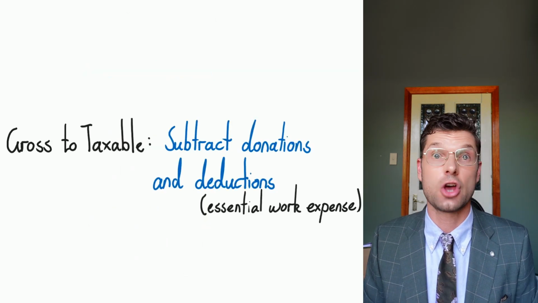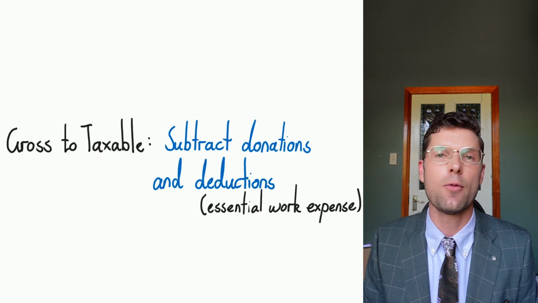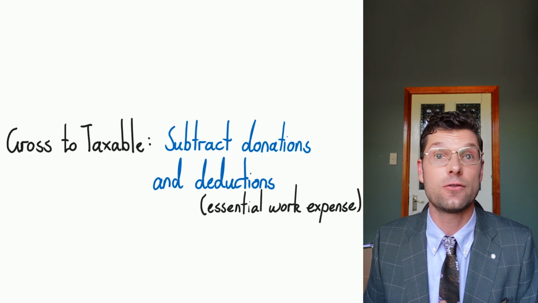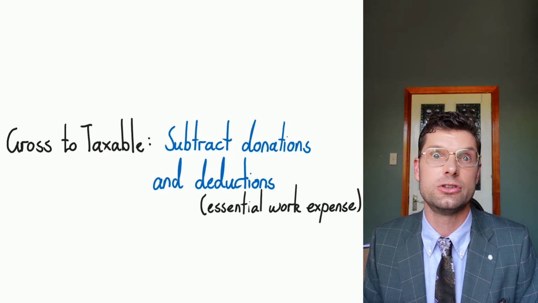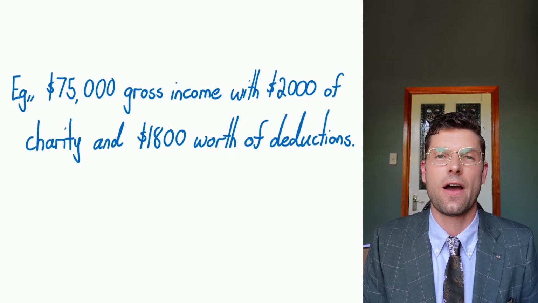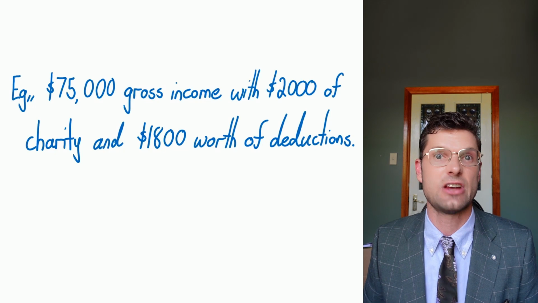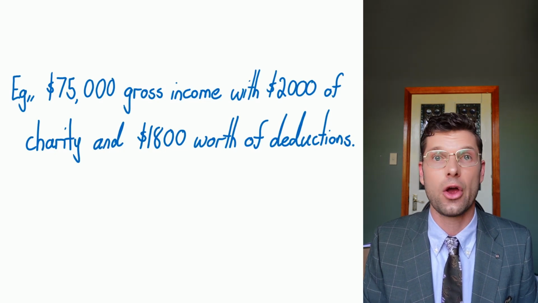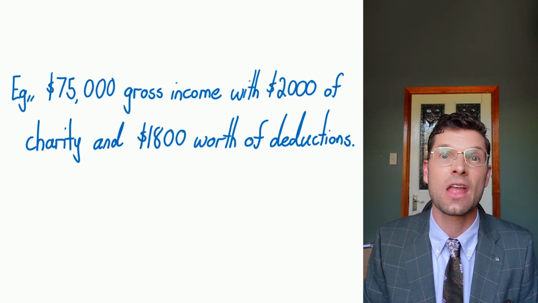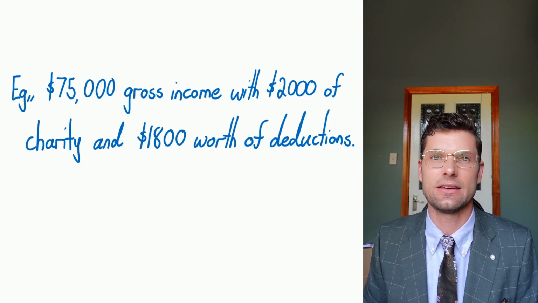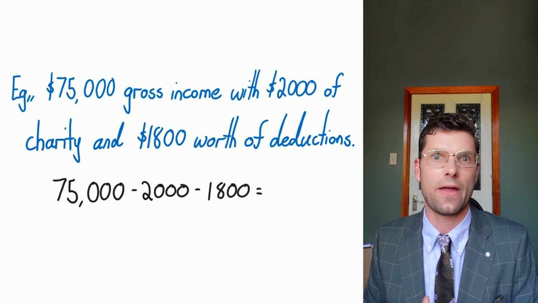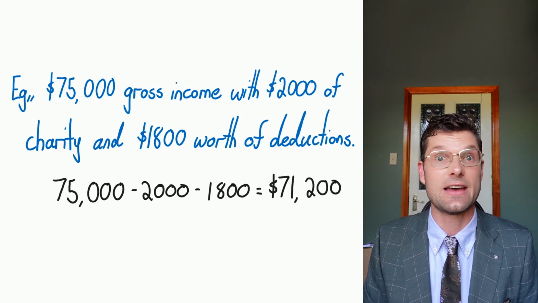So to turn our gross income into our taxable income, all we've got to do is take our gross income, all the money that's coming in, and then minus off any donations or deductions, those essential work expenses. So in this example, we've got $75,000. We made $2,000 worth of charitable donations, and then we also had $1,800 worth of deductions or things that we spent on work. So to find out what our taxable income is, all we do is 75,000 minus the 2,000 minus the 1,800, and that leaves us with $71,200.